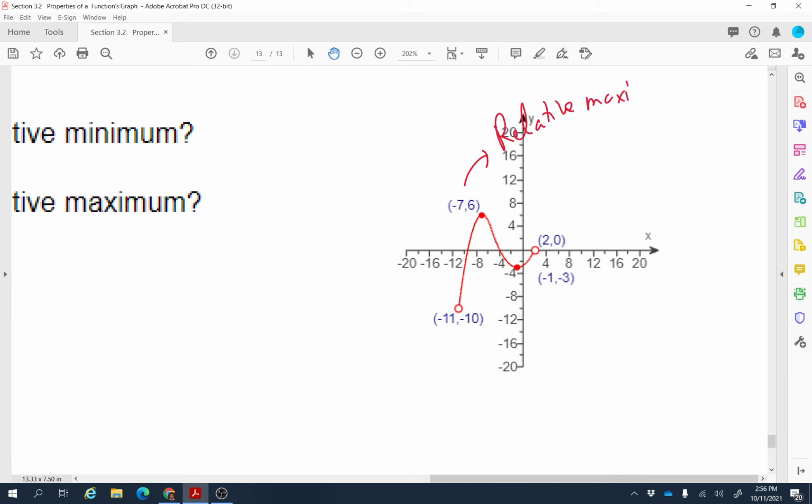This is the point where you have a relative maximum. And what is the value of the relative maximum here? The value comes from the y coordinate. Similarly, before this point, which is -1 comma -3, the graph is down, and after this point the graph is up. So this is the point where you get a relative minimum, and the relative minimum value is the y coordinate, which is -3.